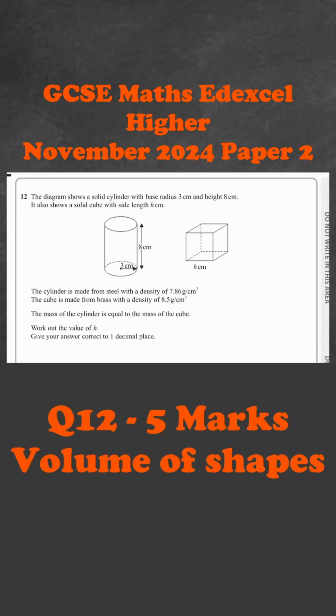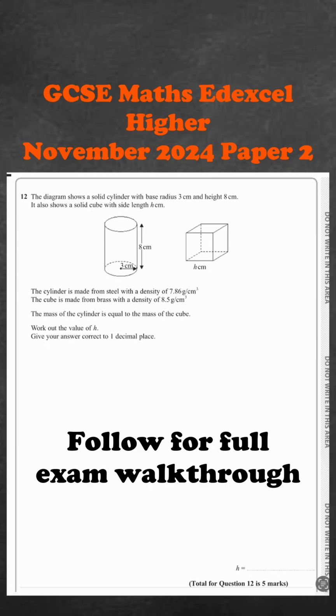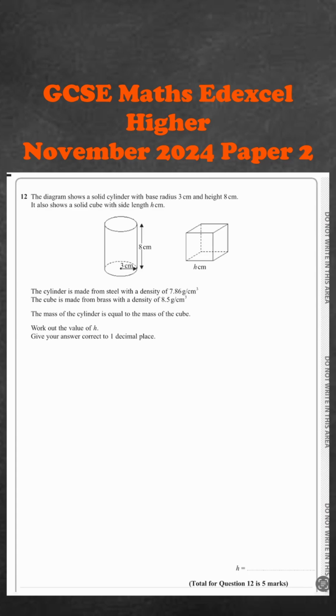Question number 12. The diagram shows a solid cylinder with base radius 3 centimeters and height 8 centimeters. It also shows a solid cube with side length h centimeters. The cylinder is made from steel with a density of 7.86 grams per cubic centimeter. The cube is made from brass with a density of 8.5 grams per cubic centimeter. The mass of the cylinder is equal to the mass of the cube. Work out the value of h. Give your answer to 1 decimal place.